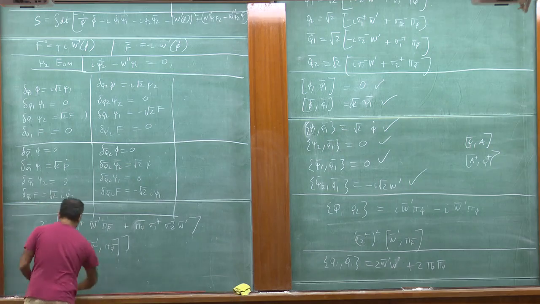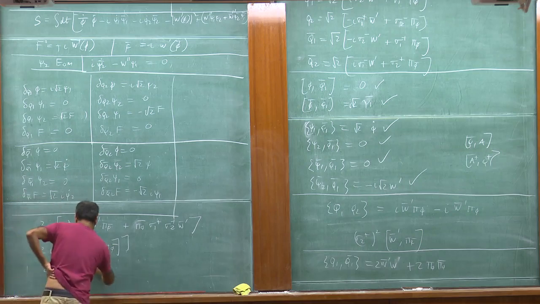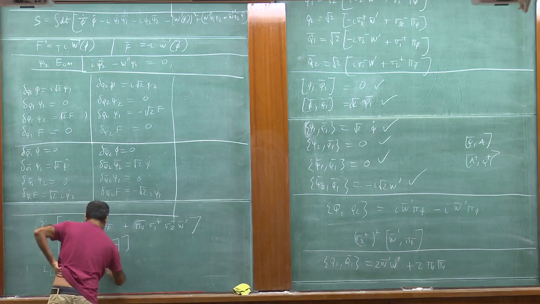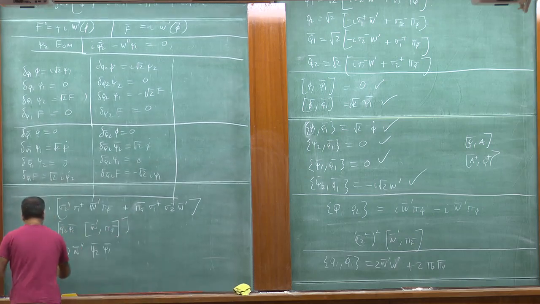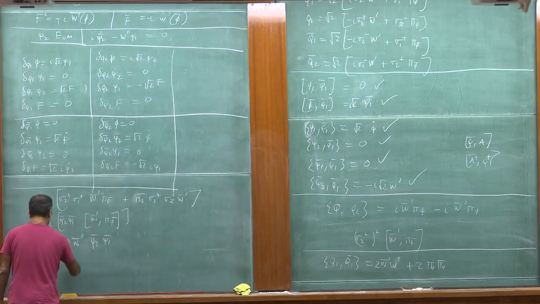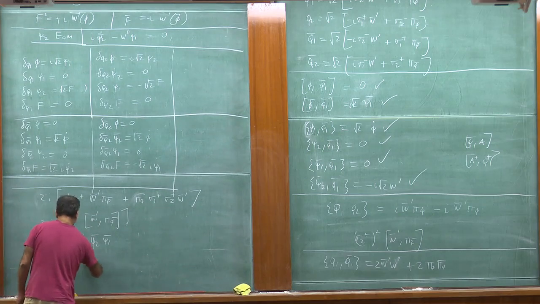I times W bar double prime. Okay. Times psi 2 bar psi 1 bar. Okay. And this is minus 2 W bar prime. So plus 2 W bar prime psi 1 bar psi 2 bar.